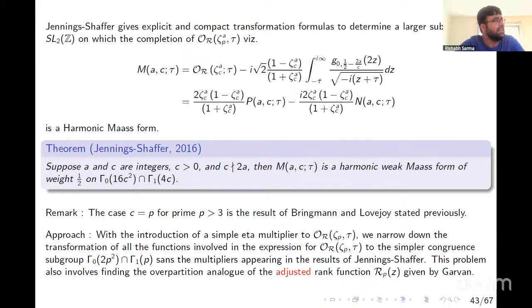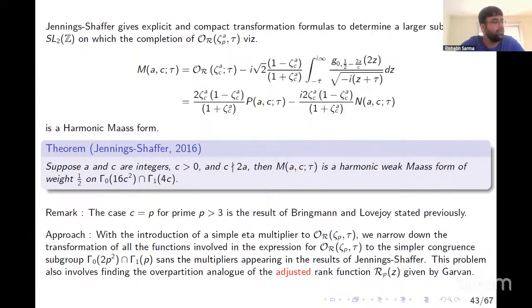Jennings-Schaefer gives explicit and compact transformation formulas to determine a larger subgroup of SL2(Z) on which the completion of the overpartition rank function, which is the following, is a harmonic Maass form. This is his result, where the congruence subgroup that he has found is this particular one. And the case C equals p for prime p bigger than 3 is the result of Bringmann and Lovejoy stated in the previous slide.